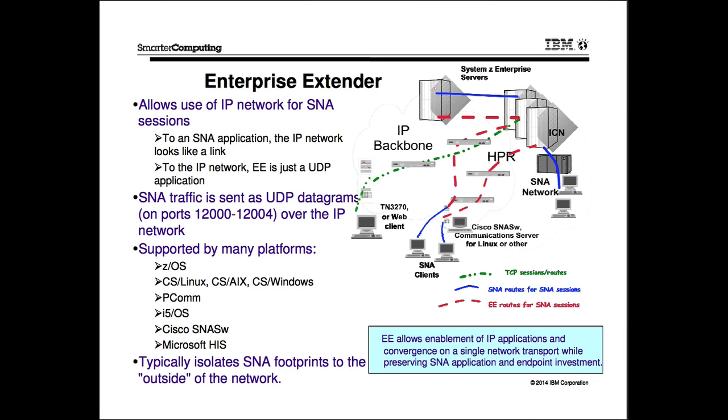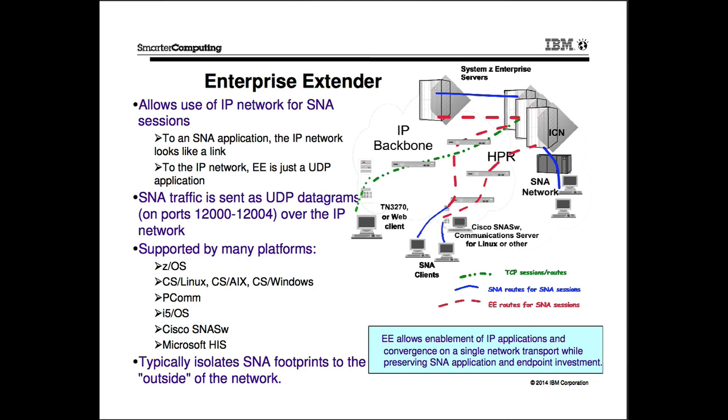It's supported by many platforms, including z/OS, Linux, PCOM, i5/OS, which is the old AS/400, Cisco, SNA Switch supports it, Microsoft supports it. And what it does is it isolates the SNA footprints to the outside of the network. So you basically have an IP network, and on the edges of it you have these SNA legacy nodes, and they communicate with each other across the IP network using Enterprise Extender, which is SNA over UDP.